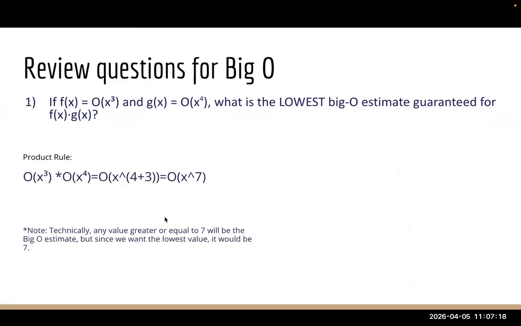So the product rule over here, this is basically what we did with the annotations, but over here we can see it implemented. Technically, any value greater or equal to 7 will be the big O estimate, but since we want the lowest value, it would be 7. We can also say it is O of x to the power 12, but we'll also consider this as O of x to the power 7 because that's the most tight bound value, the lowest value that we can get. But any values greater than that would also be usable.